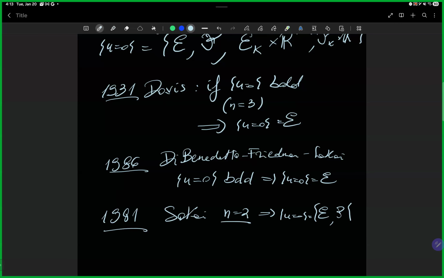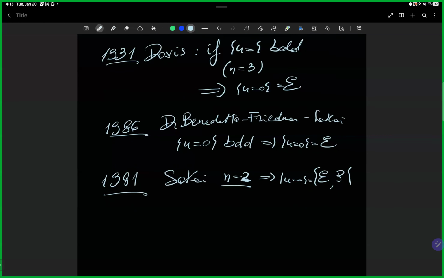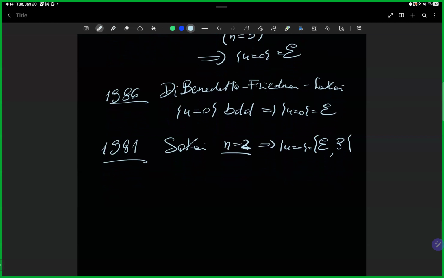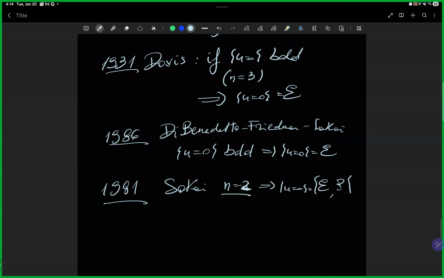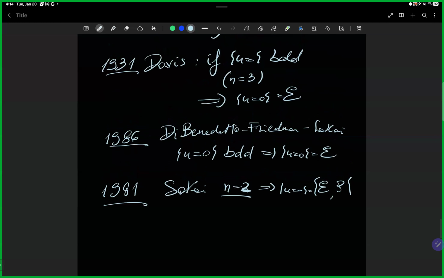The problem with Sakai's proof in 2D, n equal 2, is that it's based on complex analysis techniques. So it's very 2-dimensional. This says that if there is a counterexample to this classification, it should happen in dimension at least 3, and the set {u = 0} should be unbounded.